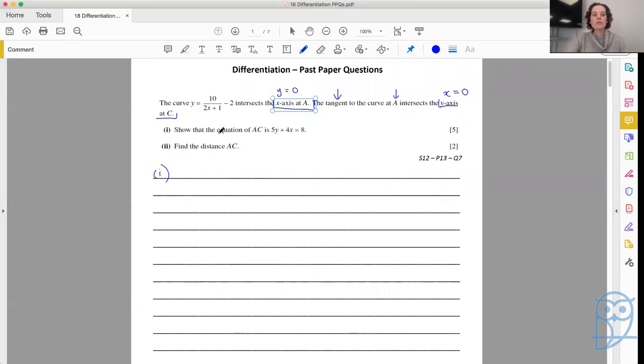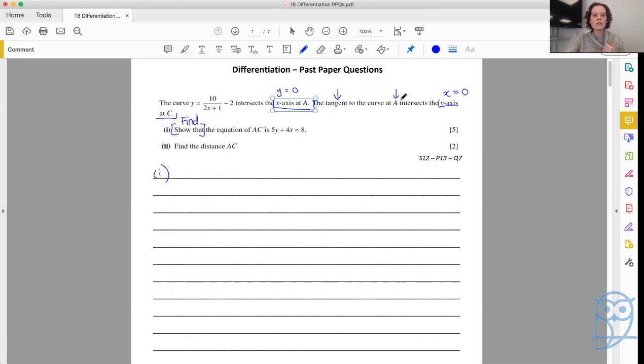In order to show that the equation of AC is 5y plus 4x equals 8, what we have to do is find the equation of AC, and then, if we do it correctly, we will find that our equation matches that. For a show that, we're always going to be doing the question and then matching. So we've got our equation of our curve. We're working with a tangent. Remember, the gradient of the curve equals the gradient of the tangent at the specific point.